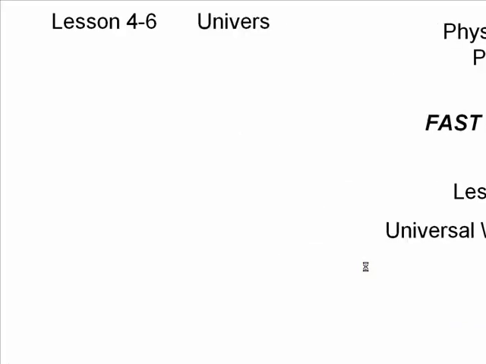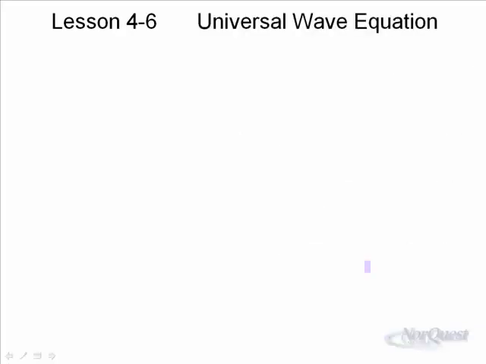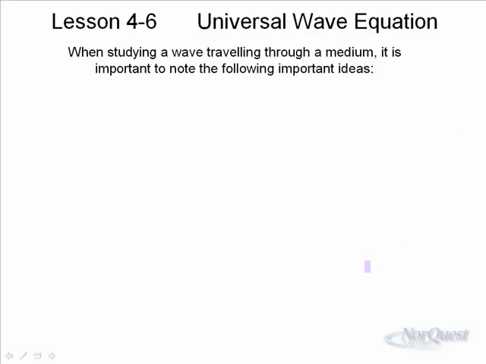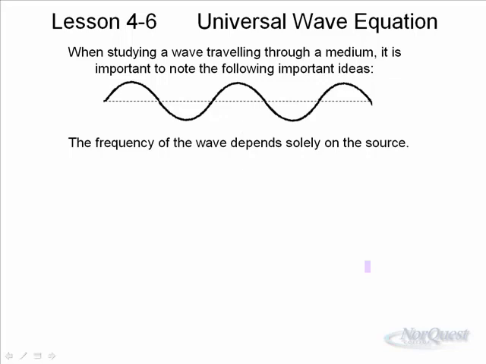Lesson 4-6, the universal wave equation. When studying a wave traveling through a medium, it is important to note the following important ideas. One is that the frequency of the wave depends solely on the source. You cannot change the frequency of a wave by changing the medium. The speed of the wave depends solely on the medium.